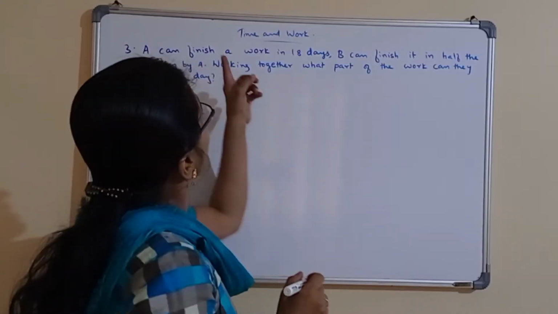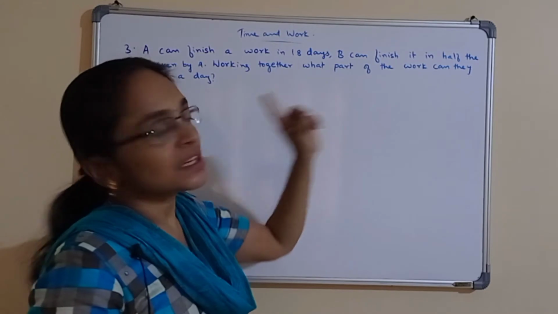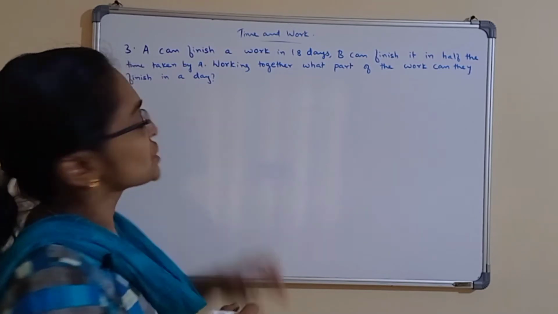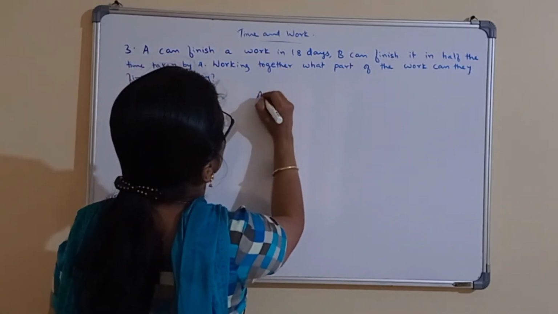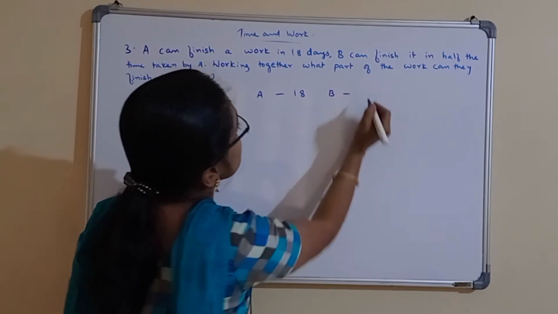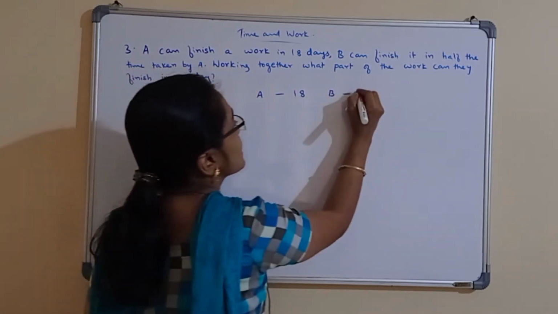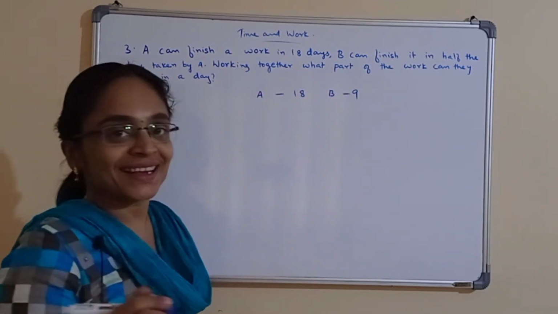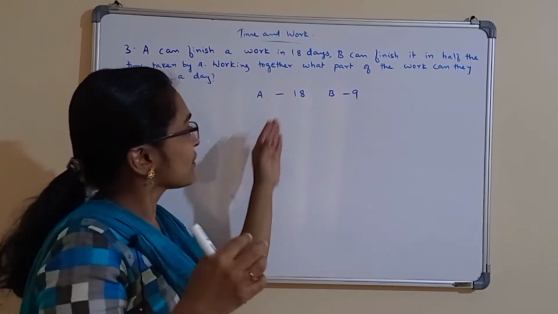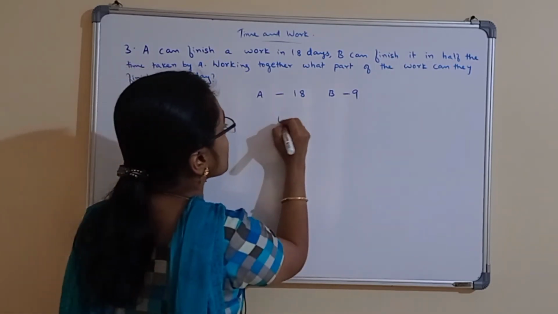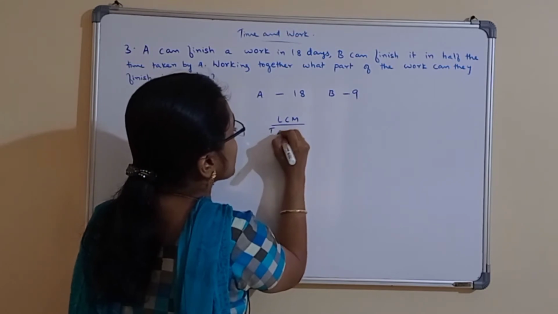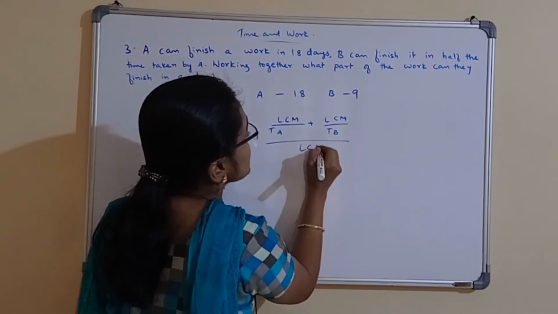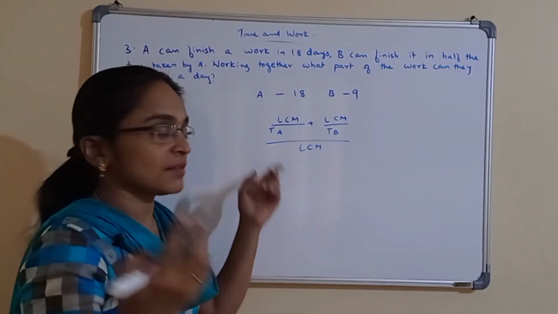Okay. Next one, A can finish a work in 18 days, B can finish it in half the time taken by A. Working together, what part of the work can they finish in a day? So A can finish in 18 days and B can finish it in half the time taken by A, that is in 9 days. Now we have to find what part of the work they can finish in a day. So it is just the opposite of what we have done in the previous question. So we have to take LCM by time taken by A plus LCM by time taken by B, by LCM. It is just the reverse of what we did in the previous question.